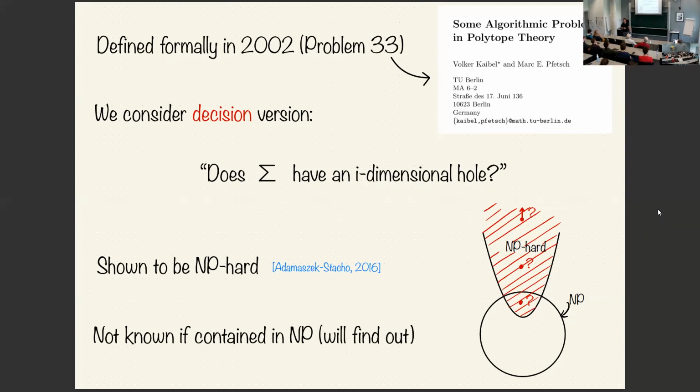Your first slide went extremely quickly. Could you repeat how the input sigma is given? I'll give you more details next. I was deliberately vague about it. So are you going to explain how you describe the yes instances? Yes, hopefully to your satisfaction, yes.